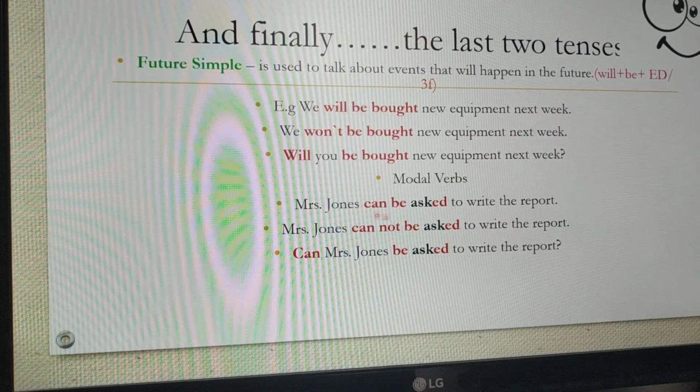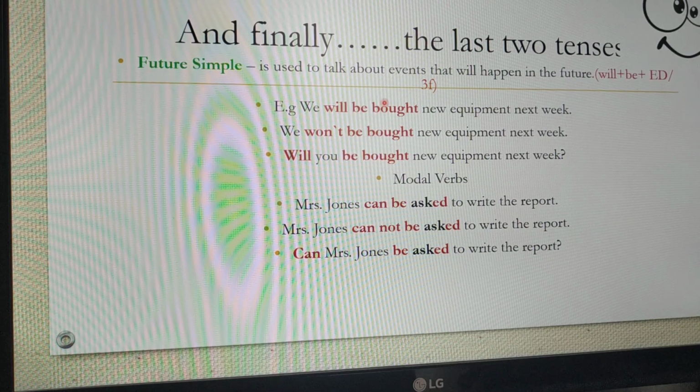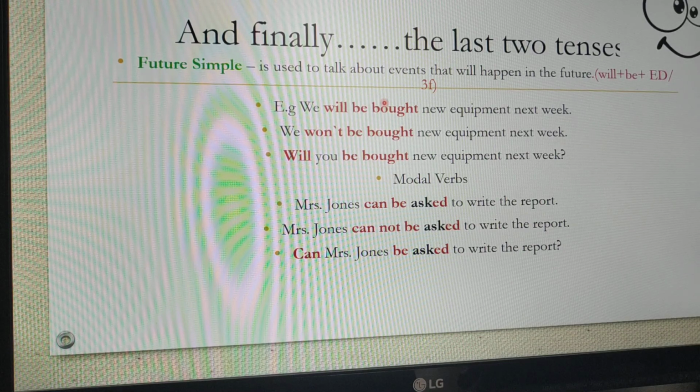So here is the main information about passive voice. If you have any questions, you can write or call me, but it's better to write. To call, because I think it's easier.